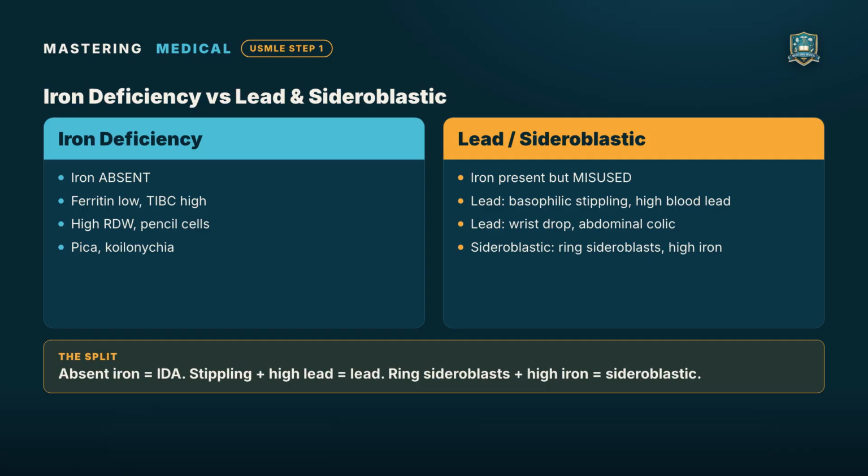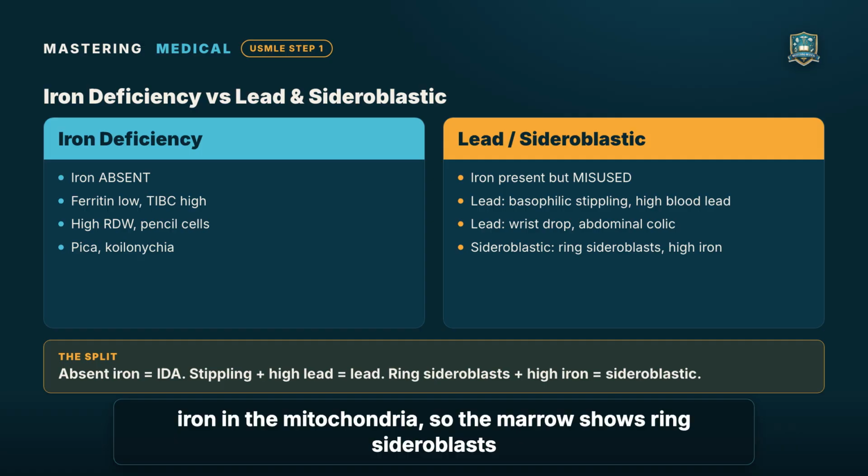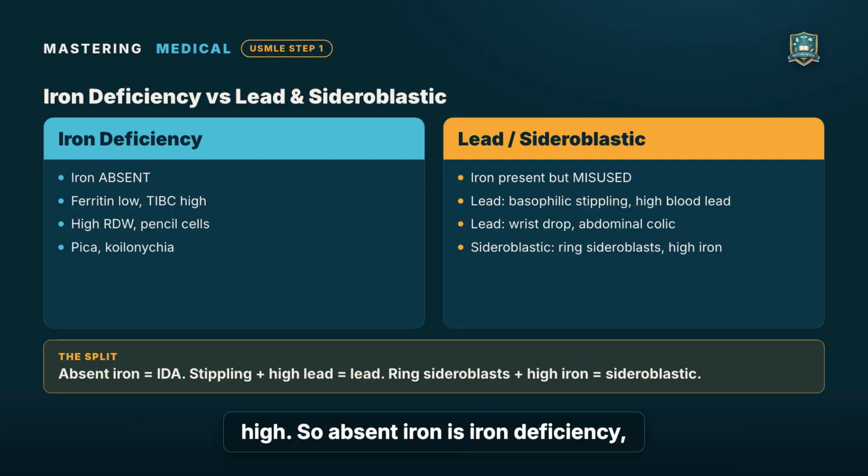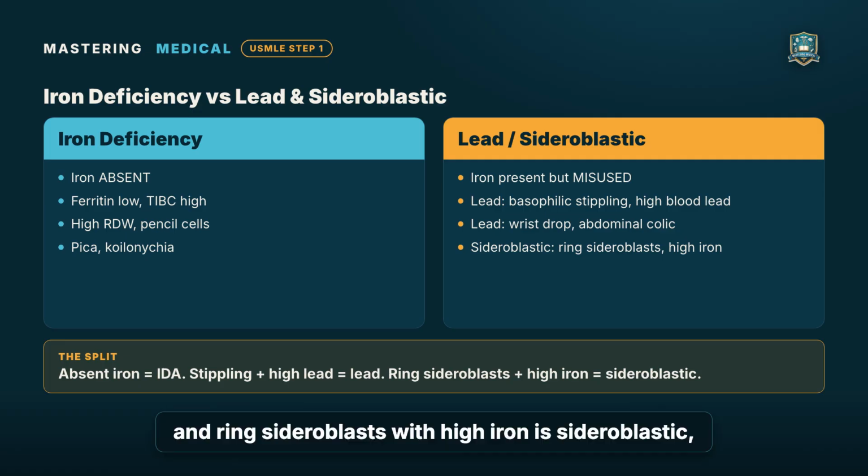Sideroblastic anemia traps iron in the mitochondria, so the marrow shows ring sideroblasts on Prussian blue stain, and iron and ferritin are actually high. So absent iron is iron deficiency, stippling with a high lead level is lead, and ring sideroblasts with high iron is sideroblastic, which you treat with vitamin B6 in the inherited form.